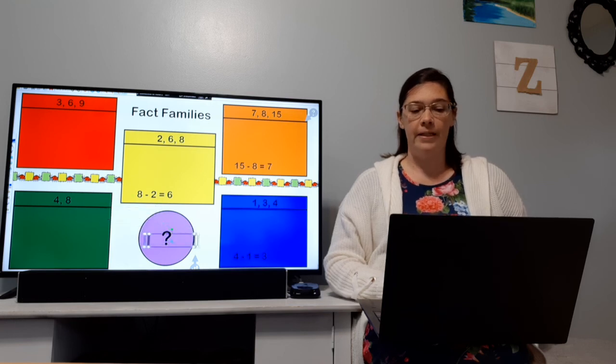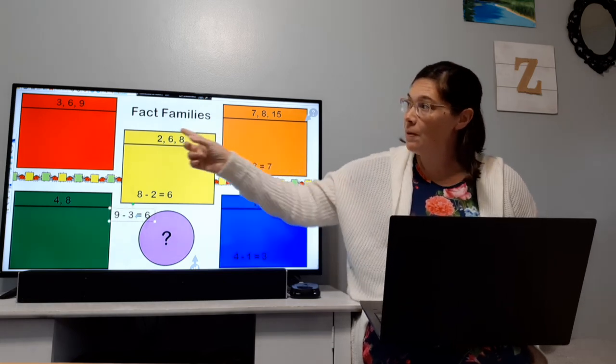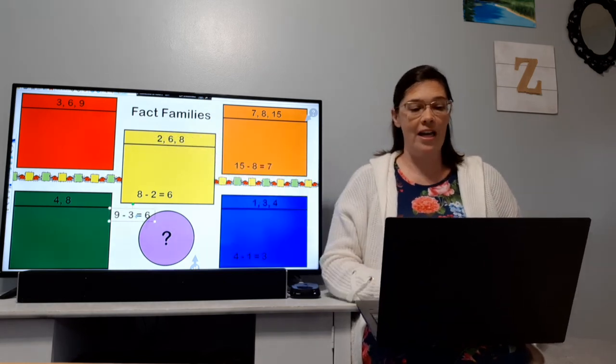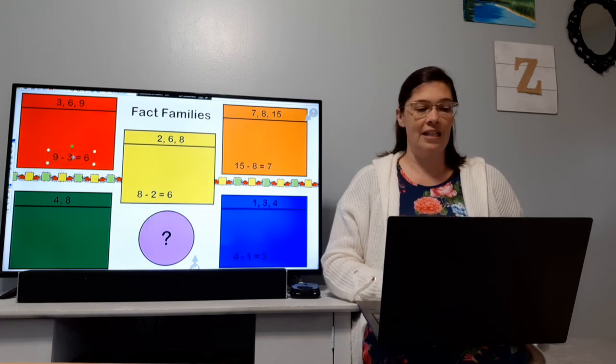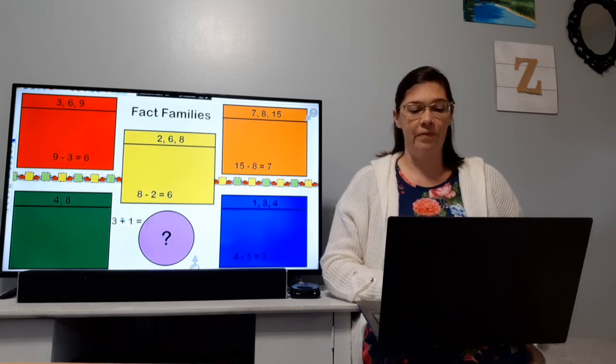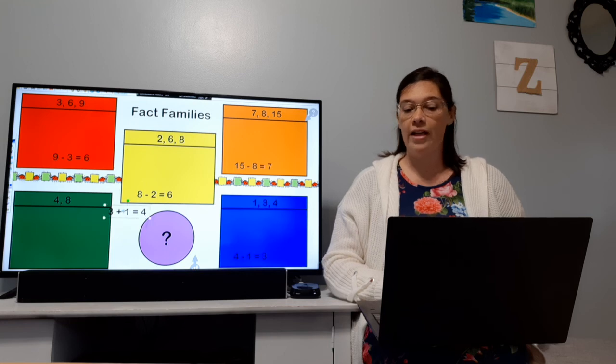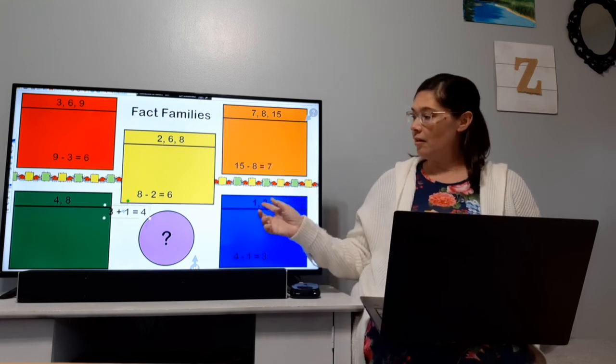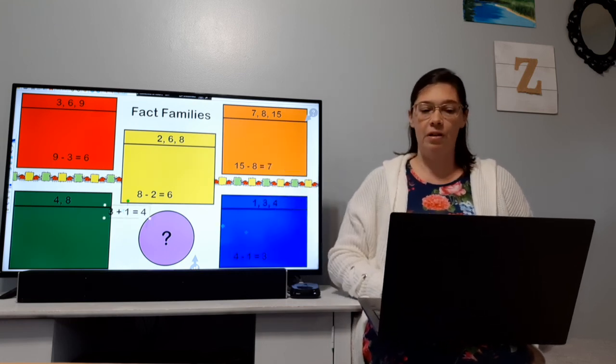Whoops. Okay, let's see if I can get it right this time. Okay, 9 minus 3. Which fact family does that belong to? The red one, right? 9 minus 3 equals 6. Let's get another one. 3 plus 1 equals 4. So that would go in the blue box.